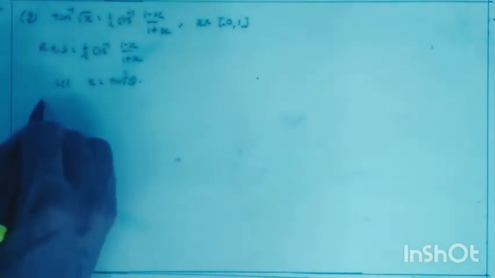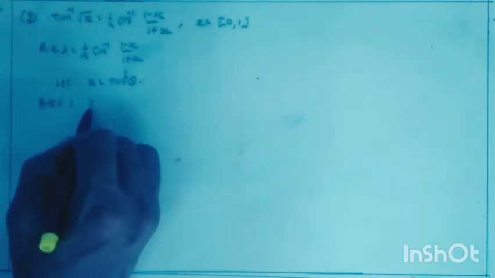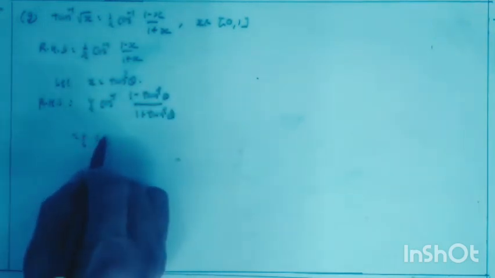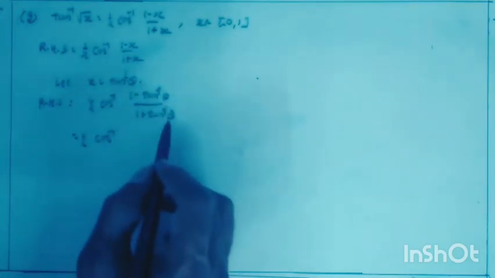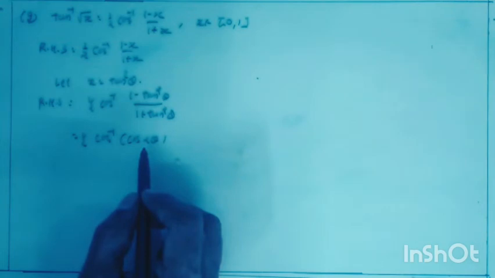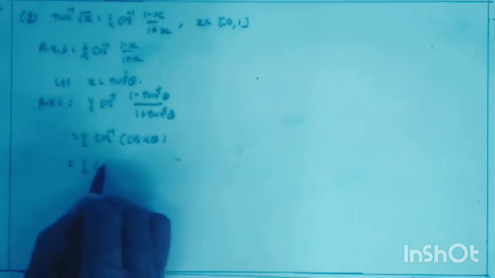So right hand side becomes 1 by 2 cos inverse 1 minus tan square theta upon 1 plus tan square theta, which is equal to 1 by 2 cos inverse of cos 2 theta, by the formula. Clear? So remember this formula: 1 minus tan square theta upon 1 plus tan square theta is equal to cos 2 theta. Now cos inverse cos 2 theta is equal to 2 theta. So we get here theta.